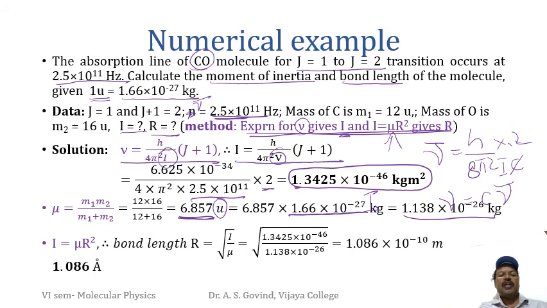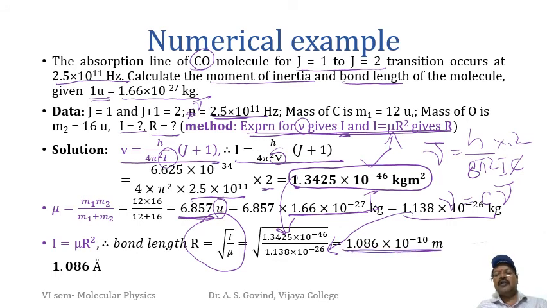So therefore, you are next using I equals mu r square, and therefore r square is I by mu, r is square root of I by mu. I is first answer, you have calculated that. So put that here, and mu is just calculated, put that here, so that I by mu simplified with square root, you are getting this. And in terms of angstrom unit, this 10^-10 is angstrom, so it is 1.086 angstrom. So this is the way you can solve any numerical that is given.